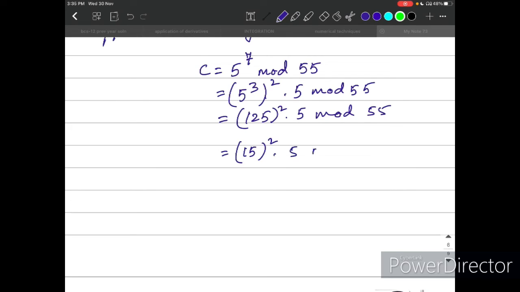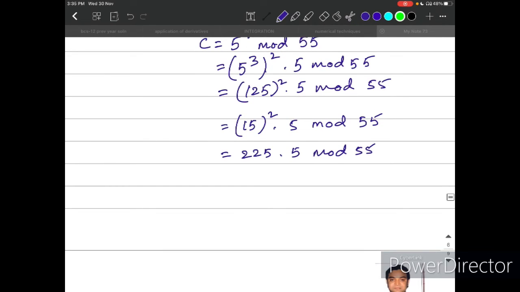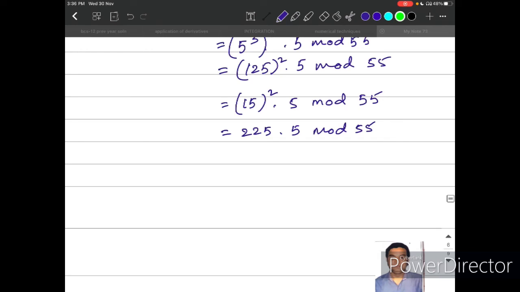square into 5 mod 55. Now 15 square is how much? 225. 225 into 5 mod 55. I hope it is clear. Now 225 को जब मैं 55 से divide करूँ, what will be the remainder? Remainder will be 5. So 5 into 5 mod 55 equal to 25 mod 55. So 25 cannot be divided by 55. The answer will be 25.